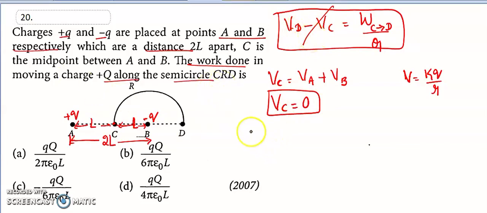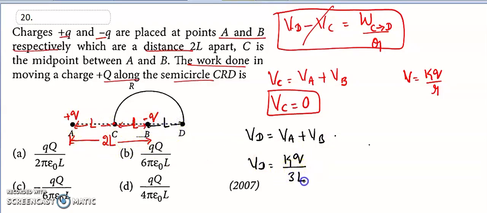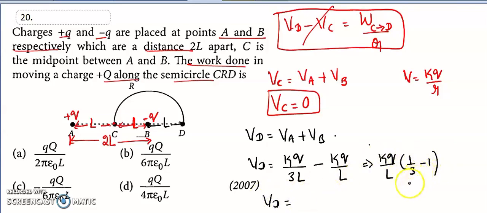So the potential at D is the potential due to A plus the potential due to B. At point A there is a plus sign, so that is KQ divided by the distance. The distance is L, and the remaining distance is also L, so the overall distance is 3L, minus KQ divided by the distance of point B, which is L. So KQ divided by L is common, so that is 1 by 3 minus 1.